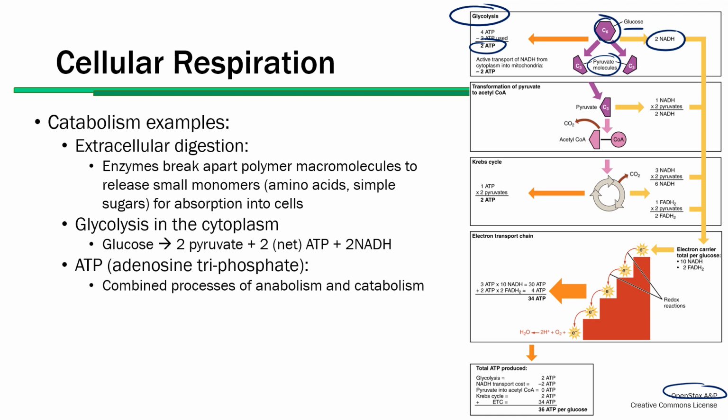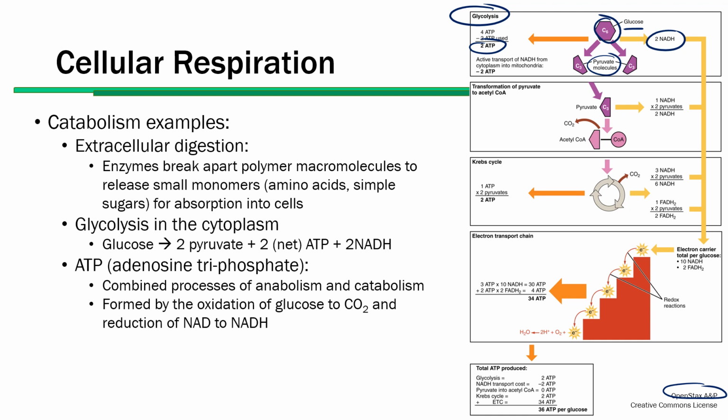Adenosine triphosphate. In making ATP, it's combined processes of anabolism and catabolism. So we are breaking some things down, but we're also building. So it's kind of a combination. The ATP is formed by the oxidation of glucose to carbon dioxide and the reduction of NAD to NADH.